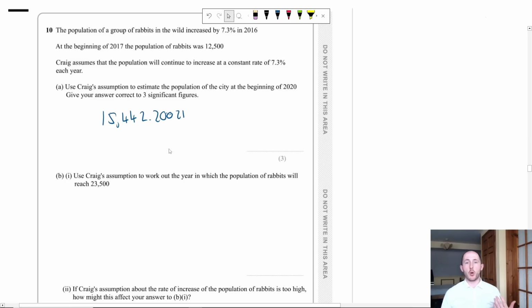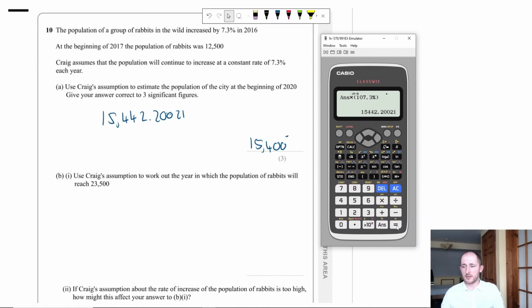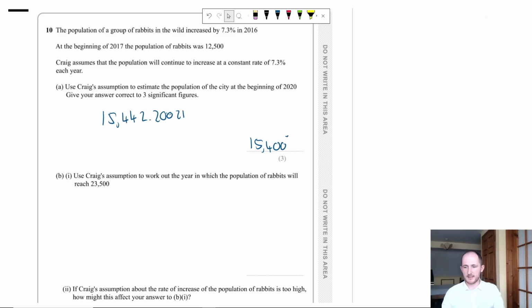You can't have 0.2 of a rabbit. But either way, it says give your answer to 3 sig fig. So all we have to do is do 15,400 for 3 marks. Pretty generous. It then says use his assumption to work out the year in which the population of rabbits will reach 23,500. Well, that's 2020, right? So let's keep going until we get to 23,500. So 2020, 2021, 22, 23, 24, 25, 26. So 2026.